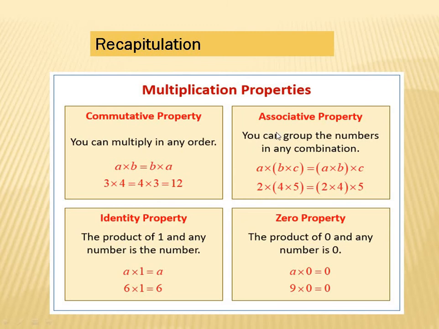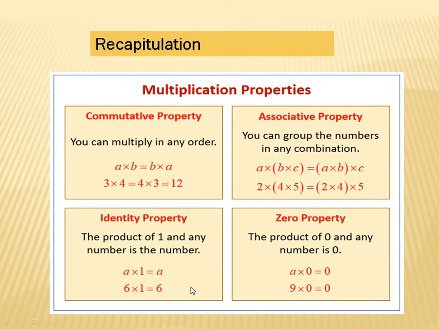The second property is the associative property, which means to join or to combine. You can group the numbers in any combination. Here the first combination is made in front of you, 2 multiplied by 4 multiplied by 5. So you can say 4 5s are 20, and 20 multiplied by 2 is 40. On the right hand side, 2 multiplied by 4, we know it's easy, 8. Then 8 is multiplied by 5. The final product on both sides is 40.